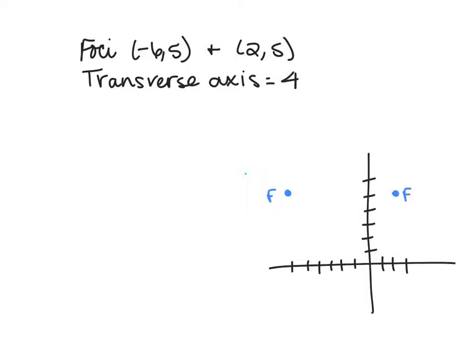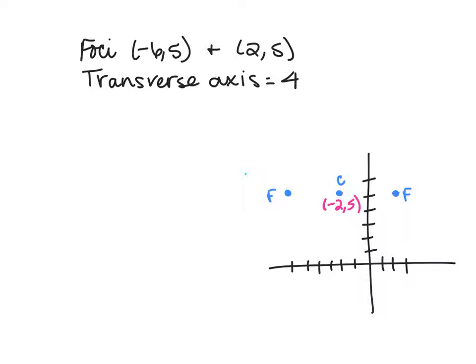We know the center is going to be exactly halfway between those. So from -6 to 2, that is 8 apart: 1, 2, 3, 4, 5, 6, 7, 8. Which means half of that is 4. So count over 4. There's your center. And double check yourself. If we count right 4, we land on one focus. Left 4, we land on the other. So we know our center is at (-2, 5).